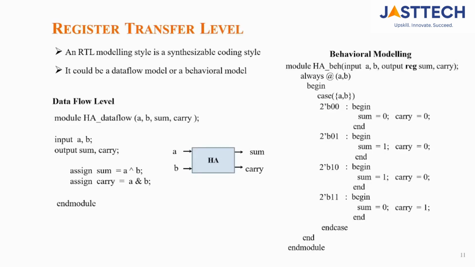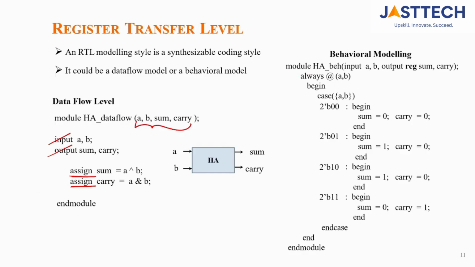RTL means you are writing in terms of data flow modeling and behavioral modeling. Take the same half adder. Module HA underscore data flow A comma B comma sum comma carry. This is a port list declaration: input A comma B, output sum comma carry. It uses a continuous assignment statement: assign sum equal to A XOR B, carry equal to A AND B. This is nothing but data flow modeling.